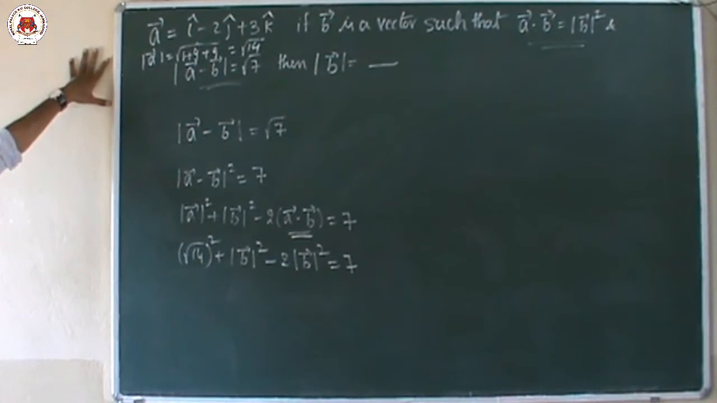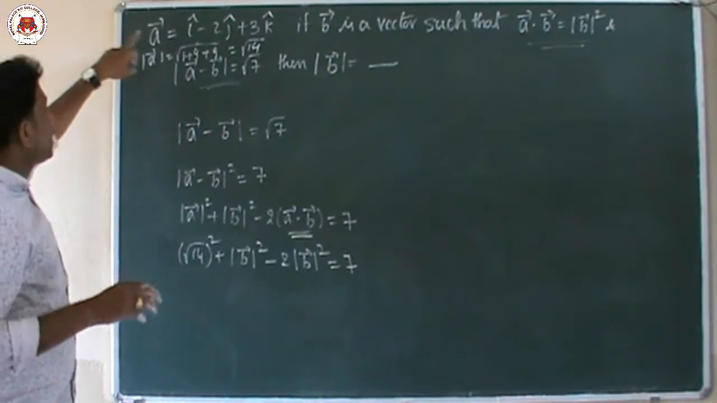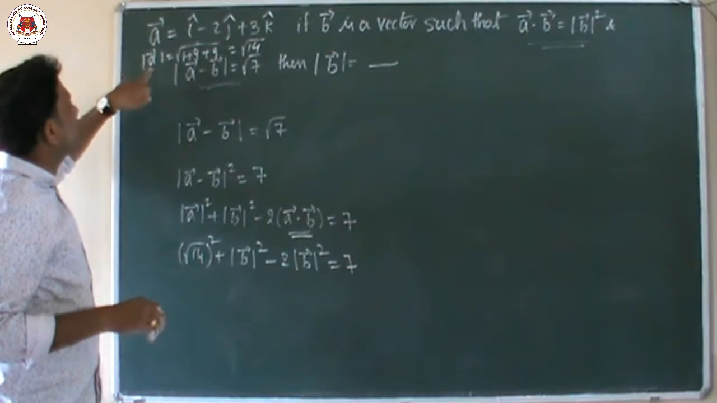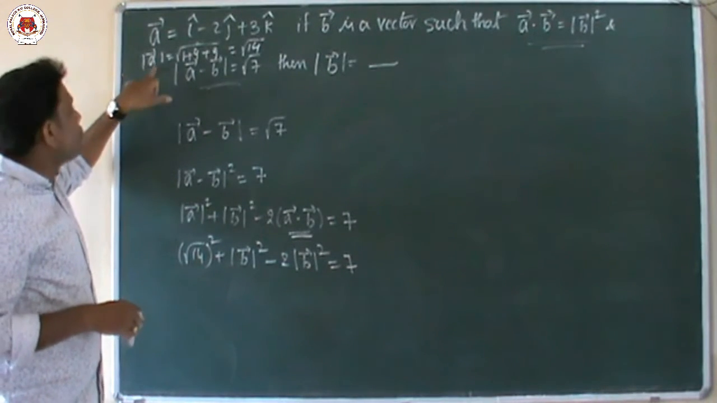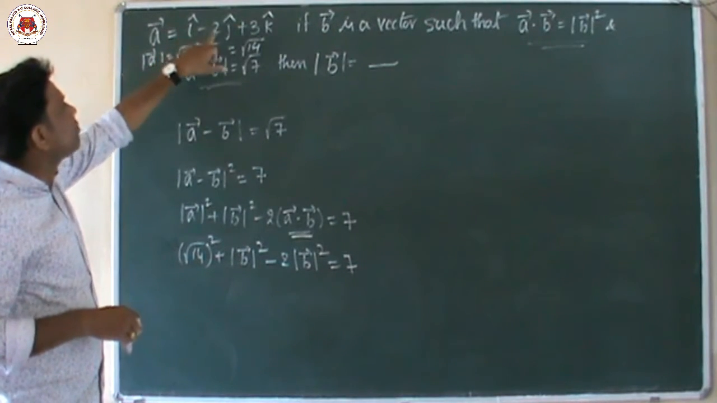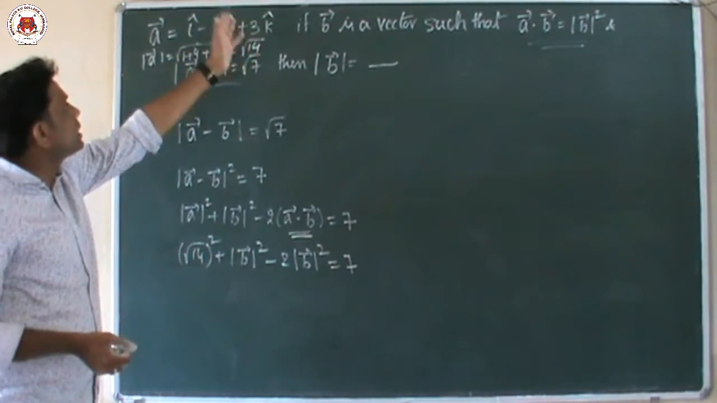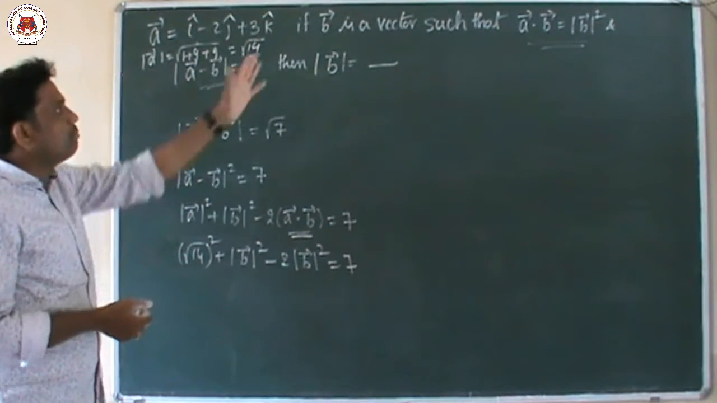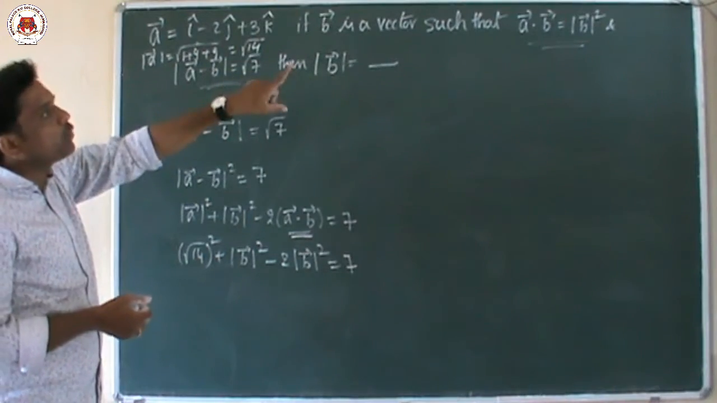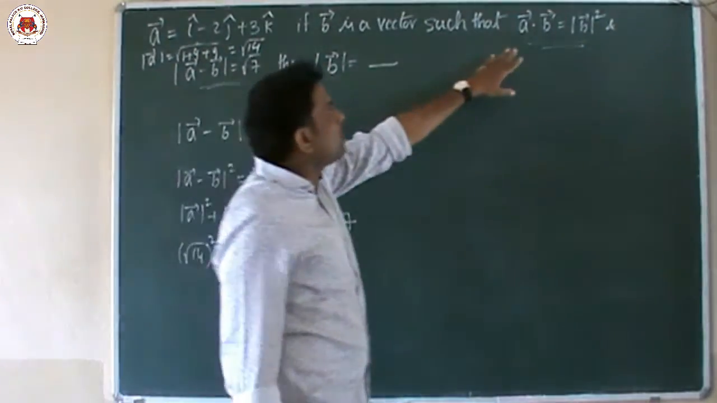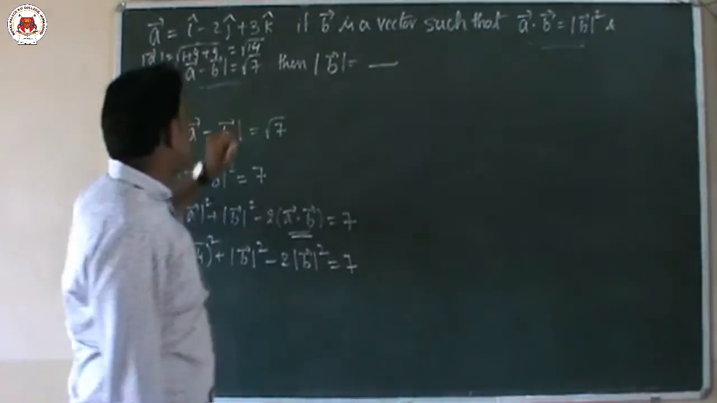So one more time I am revising, children. A vector is given, from this A I am going to find its modulus. Mod of A means square root of i component square plus j component square plus k component square. It is nothing but mod A value root 14. B I don't know. He has given two conditions: one condition A dot B and one condition mod of A minus B.